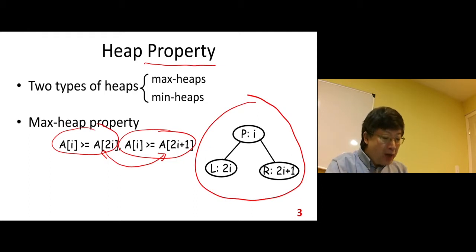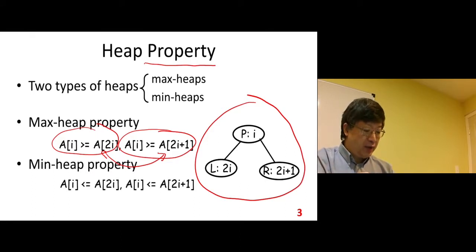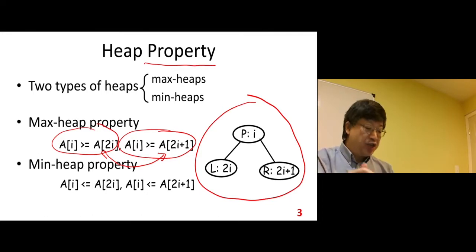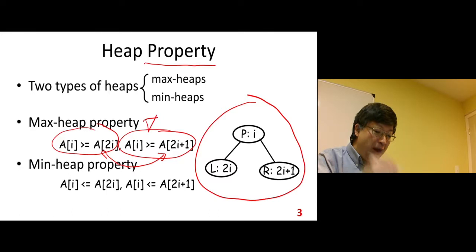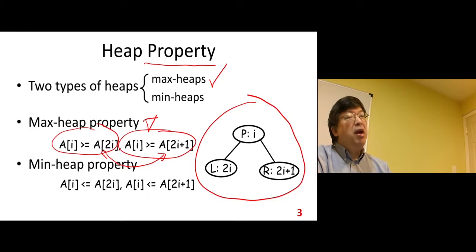Similarly, for the min heap property, just the opposite. We change the direction of the inequality, so we get that. The value A of I is less than or equal to A of 2i, and A of I is less than or equal to A of 2i plus 1. So in our discussion, we just use the max heap property. We assume we talk about max heaps, because for min heaps, we can use the same logic. So we do not need to repeat it another time.